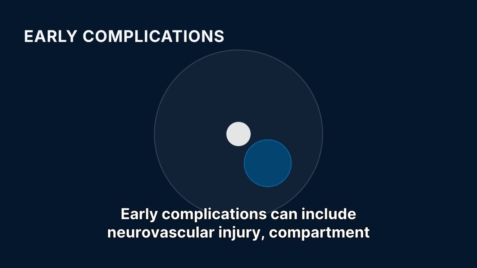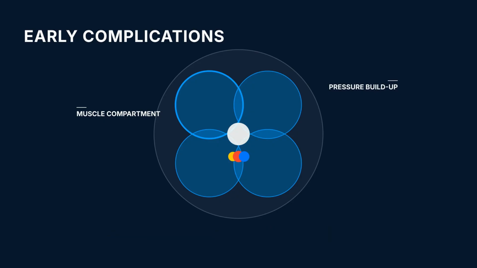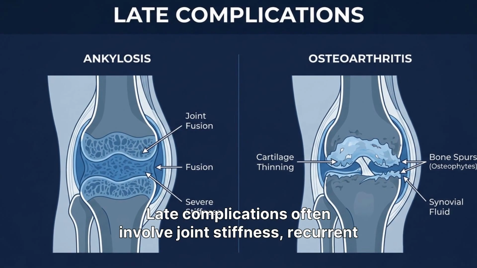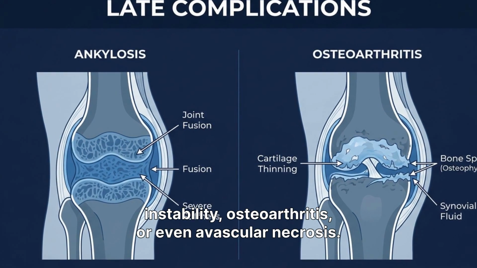Early complications can include neurovascular injury, compartment syndrome, or associated fractures. Watch for these in the acute phase. Late complications often involve joint stiffness, recurrent instability, osteoarthritis, or even avascular necrosis.